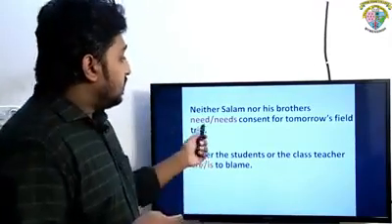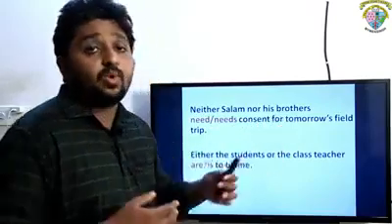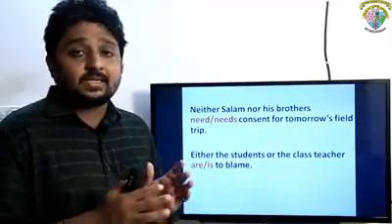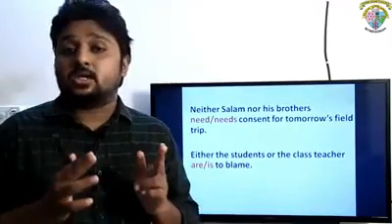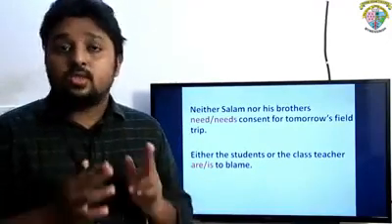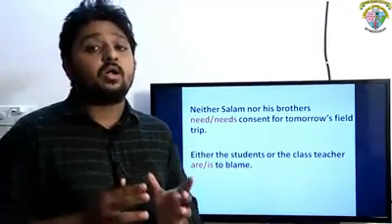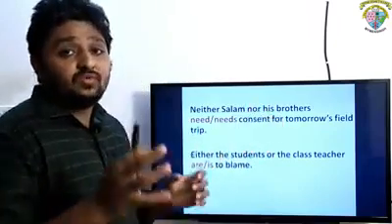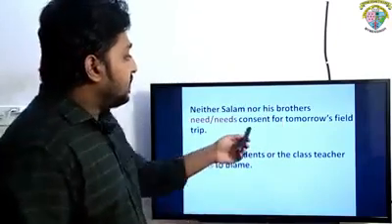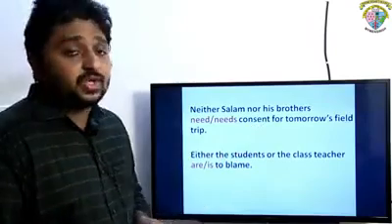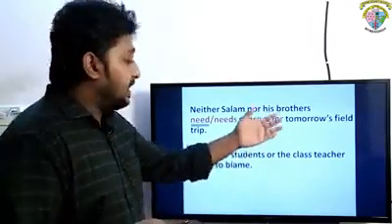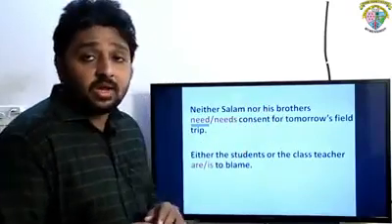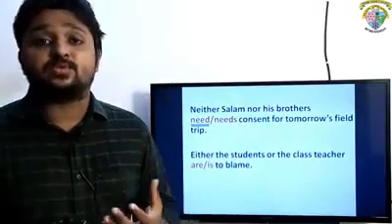Look, here the last subject is his brothers. What I told you: when the two subjects are connected with a conjunction like either...or, neither...nor, not only...but also, or nor, that time we have to select the later subject to find out the correct verb. And here the later subject is his brothers, that is plural, and that's why the correct answer should be need, because the subject here is plural and it receives a plural verb.